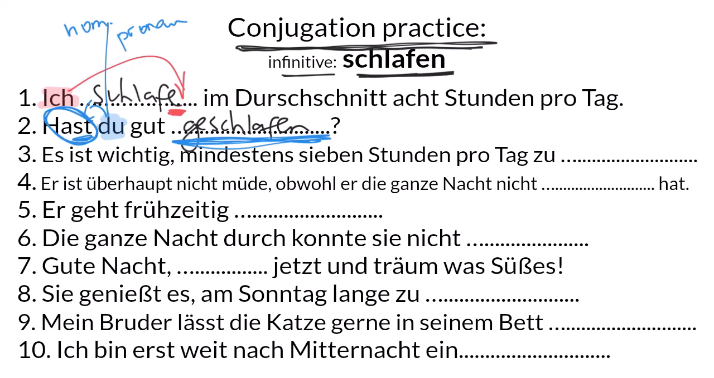Number 3, es ist wichtig, mindestens 7 Stunden pro Tag zu schlafen. It's important at least 7 hours per day to sleep, or to sleep at least 7 hours per day. Now, we might say per night in English, but if you're taking the day as the 24-hour time period, then this makes sense. What's in charge of the verb here?